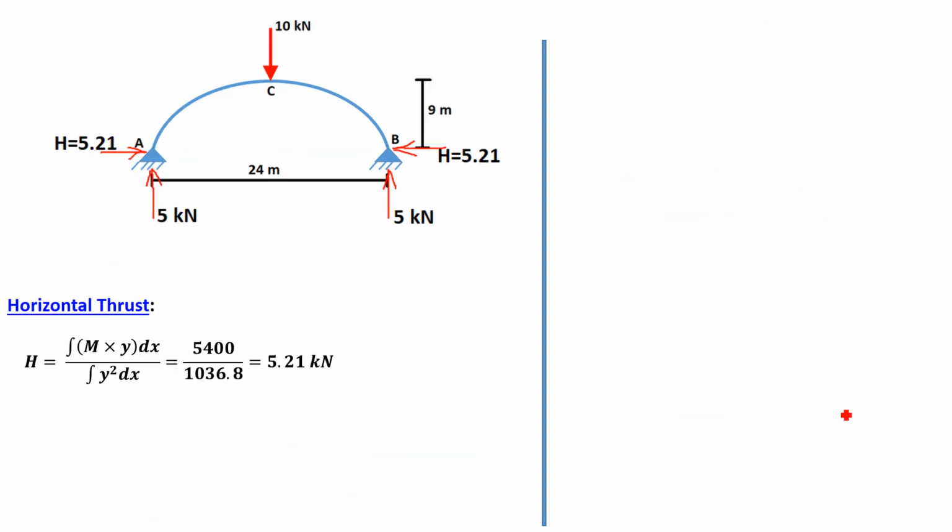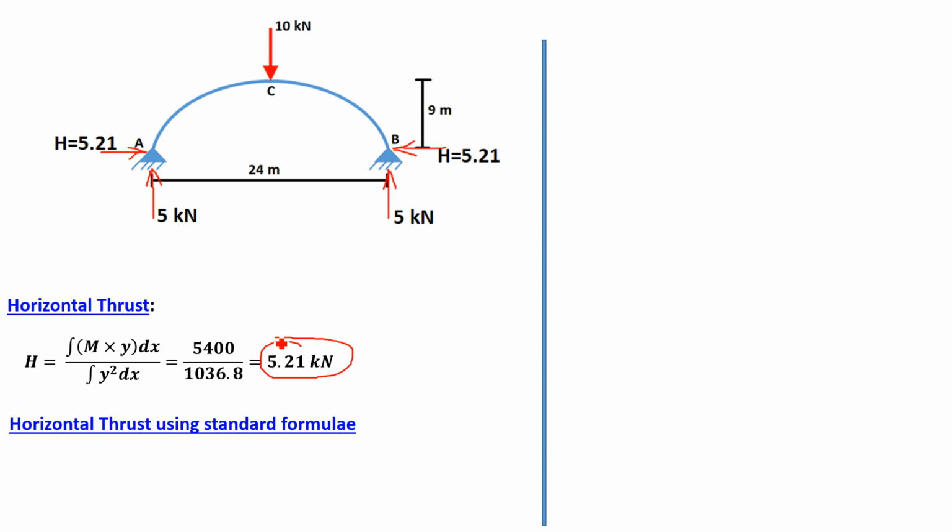So now if you find out horizontal thrust with the formula, H is equal to integration of m into y dx upon integration of y square dx. So 5400 upon 1036.8, you are getting 5.21 kilonewton as the value of horizontal thrust.